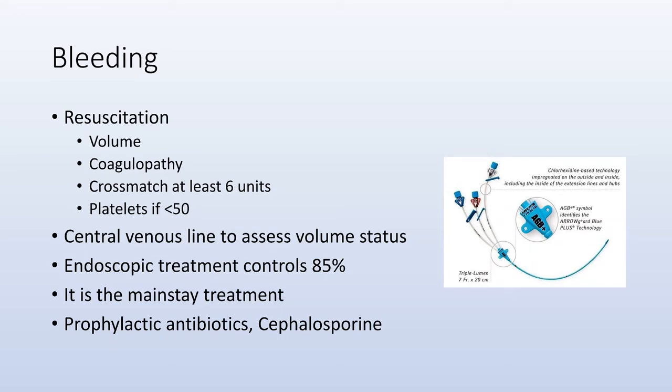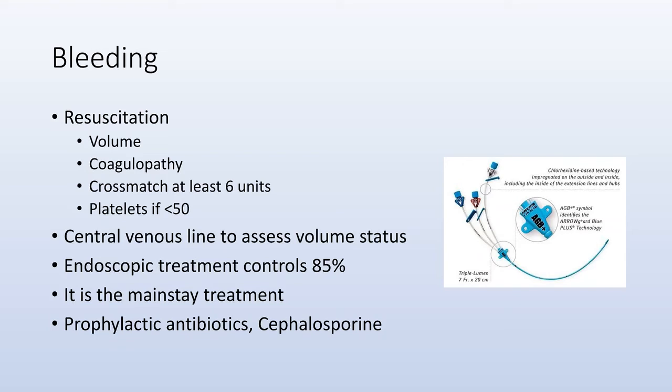Now, the mainstay of the treatment in these situations when they are bleeding, after ensuring hemodynamic stability, they go to the endoscopy to be scoped by an experienced person who can do rubber banding or injection with sclerosing agents. And banding or ligation of the varices is a very effective treatment, and it controls this situation in about 85% of the cases.